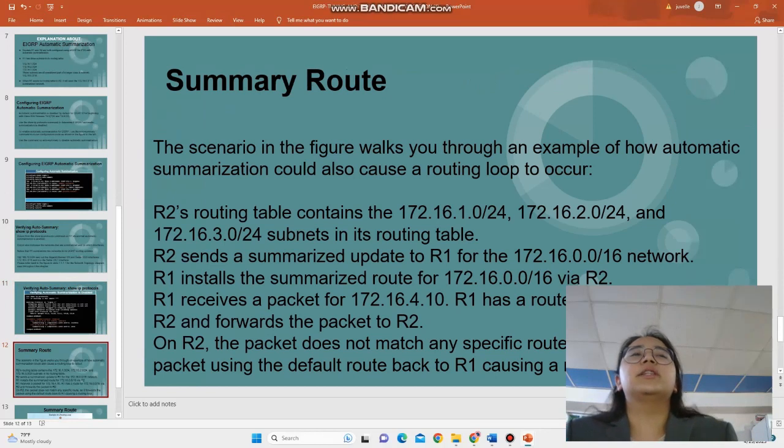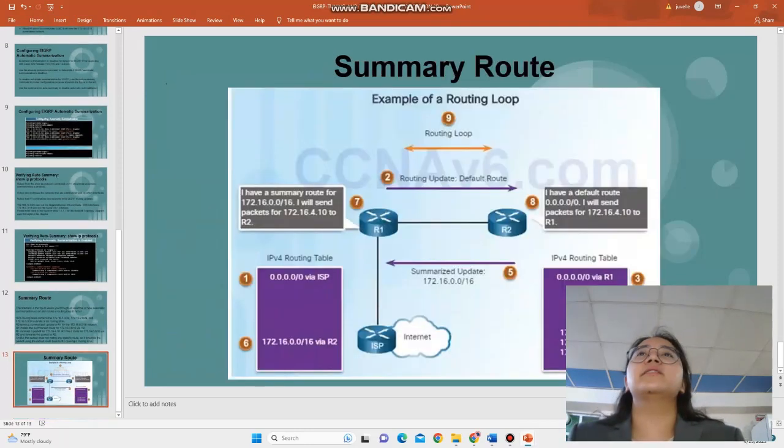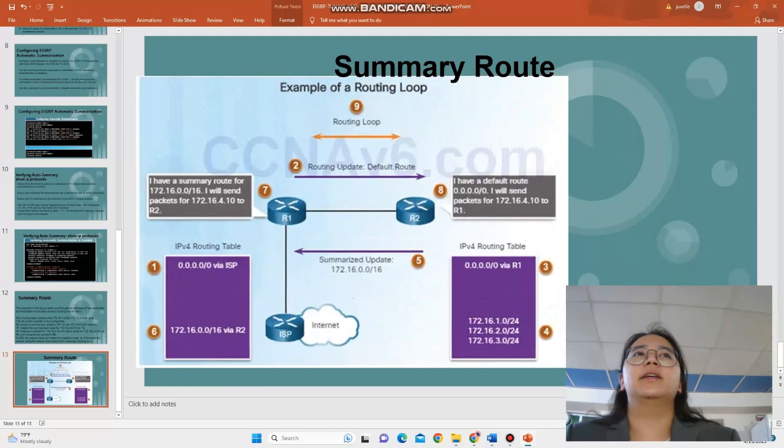So, summary route. The scenario in the figure walks you through an example of how automatic summarization could also cause a routing loop to occur. So, that one. So, this is the summary route. So, example of routing loop. This is the example of routing loop. Like that. Okay, sorry. Like that.